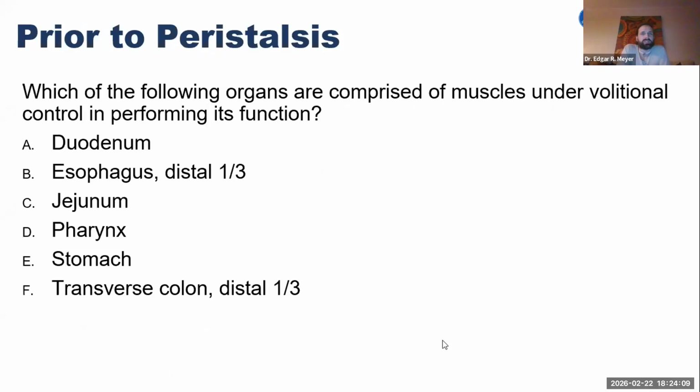Okay, I'll give y'all a few minutes to answer this question. And you wanted them just to put it in the chat, is that correct, Dr. Meyer? Yes. Okay, yeah, I'm seeing some. Yeah, great. All right, D. Yes, so the correct answer is pharynx, because that is the part of the alimentary canal that has the skeletal muscles that are under voluntary control.